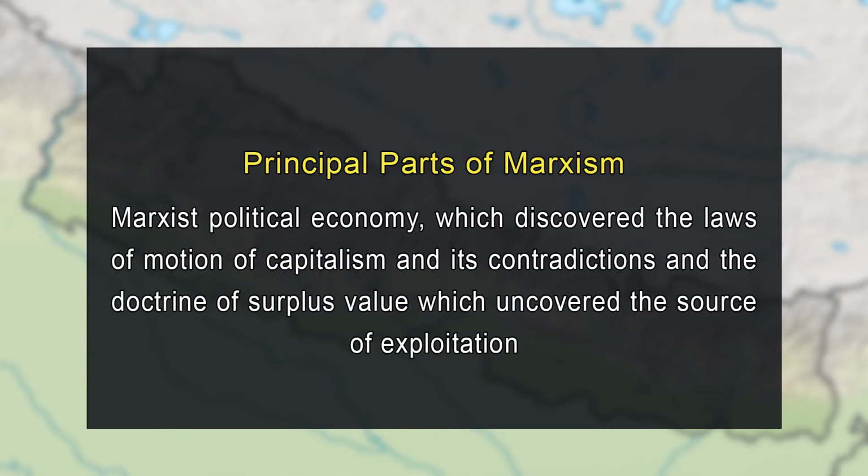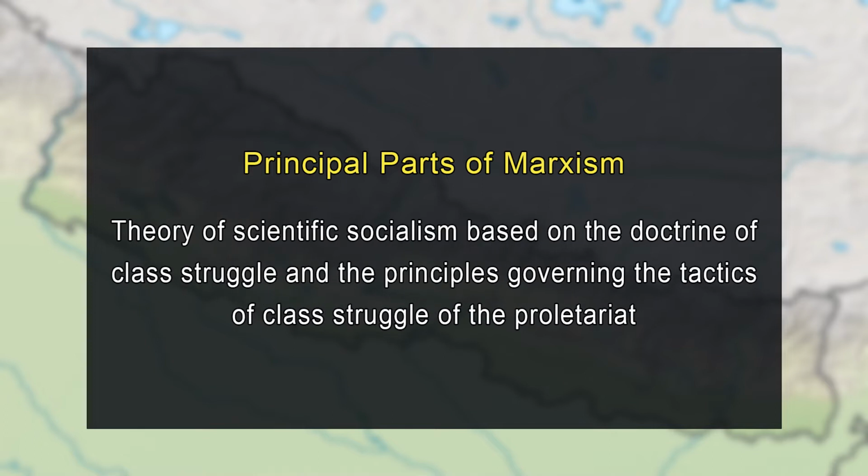2. Marxist political economy, which discovered the laws of motion of capitalism and its contradictions, and the doctrine of surplus value, which uncovered the source of exploitation. And 3. The theory of scientific socialism based on the doctrine of class struggle and the principles governing the tactics of class struggle of the proletariat.